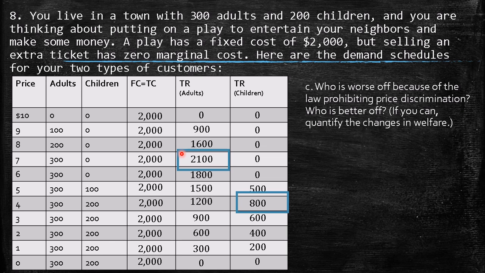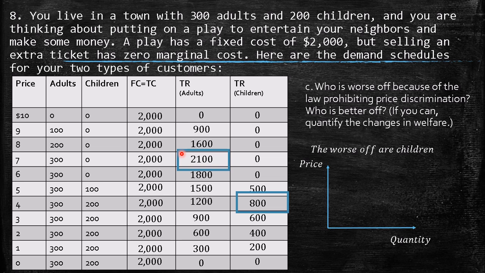Then the next question asks who is worse off because of the law prohibiting price discrimination? Who is better off, and can you quantify the changes in welfare? So here definitely the worse off are children, because before they could take advantage of the play they paid for, but due to the change to the price of 7, they won't play anymore. They won't consume. No children will go there.